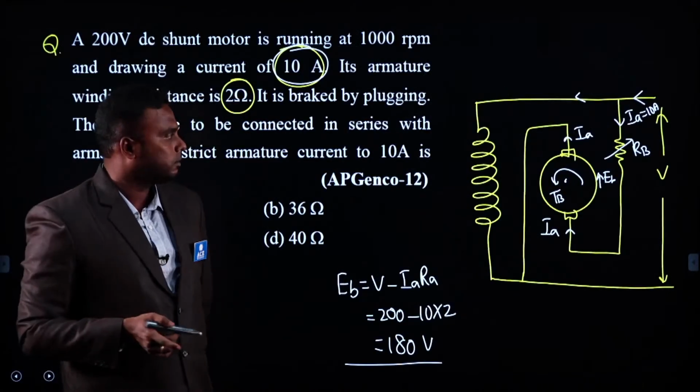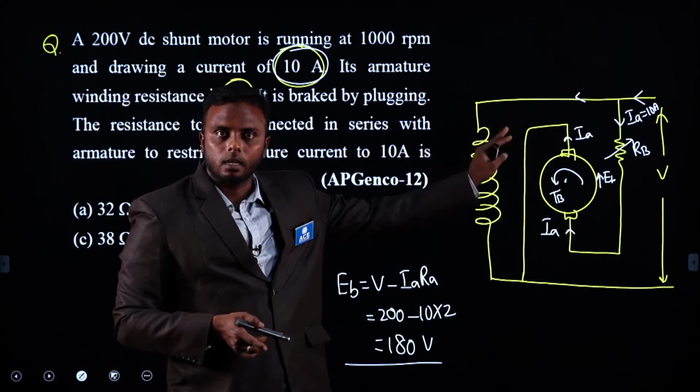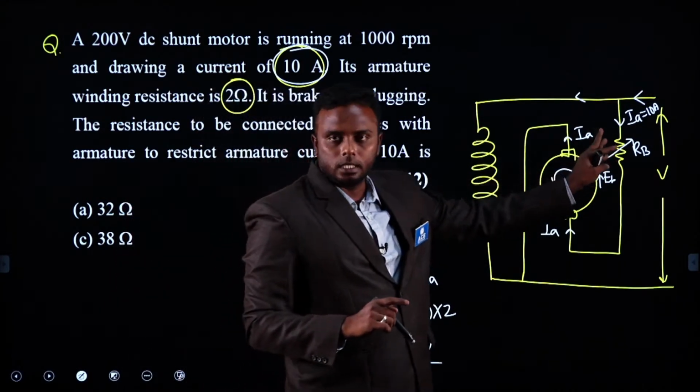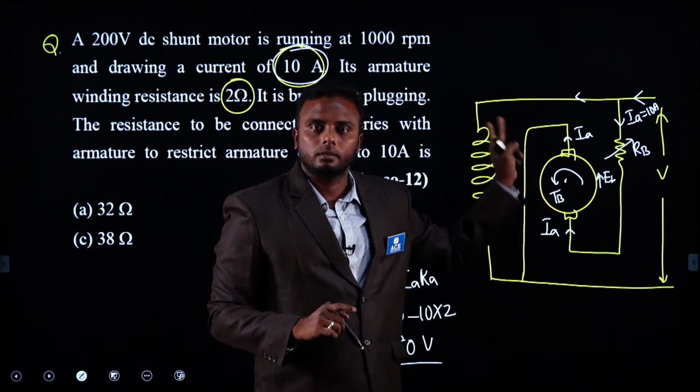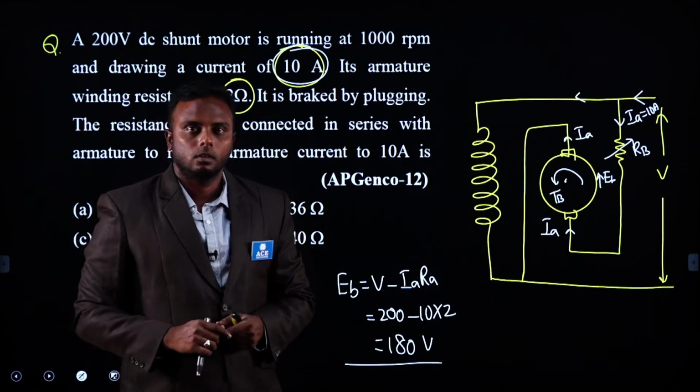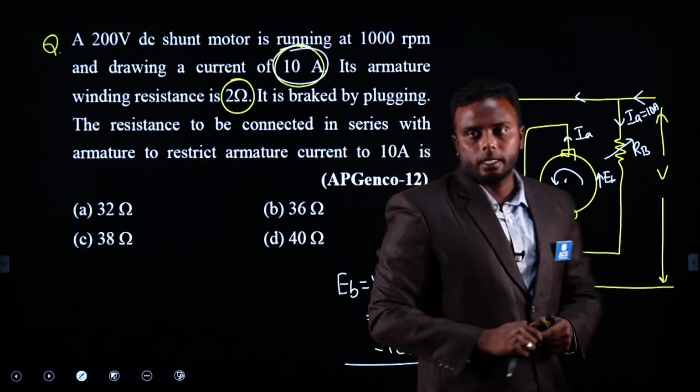If you want to limit the armature current to 10 amperes during plugging. Otherwise, if you don't add that much resistance, the current will be very, very high, so it may damage the complete armature winding. Okay, so this is on plugging.